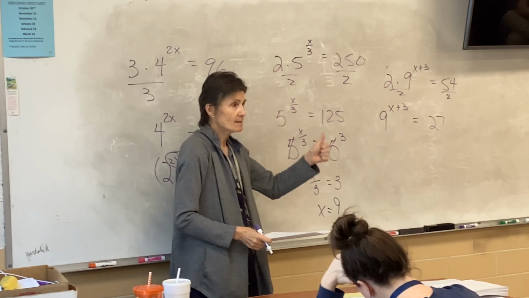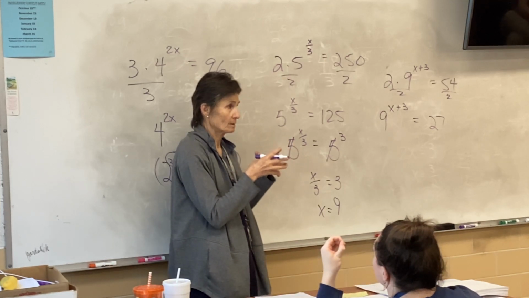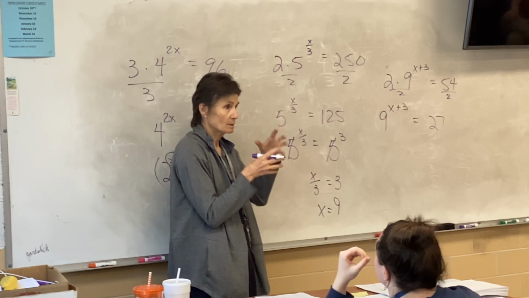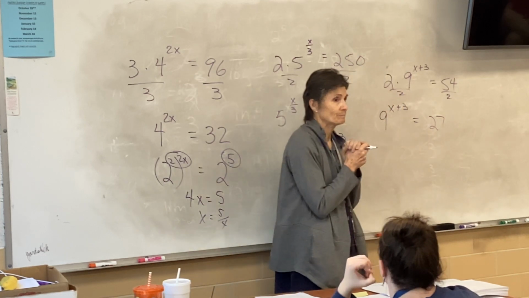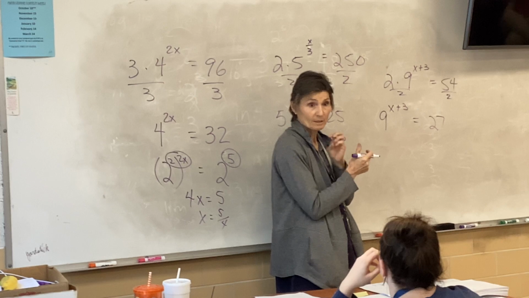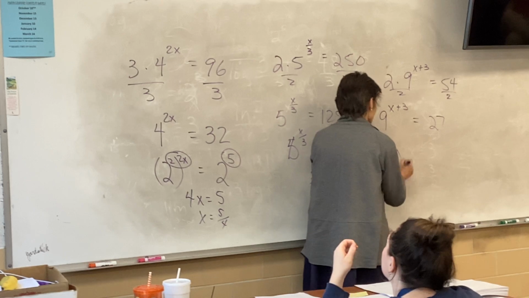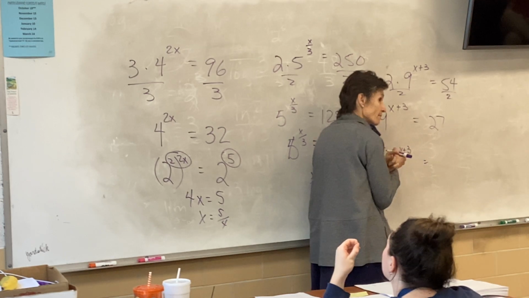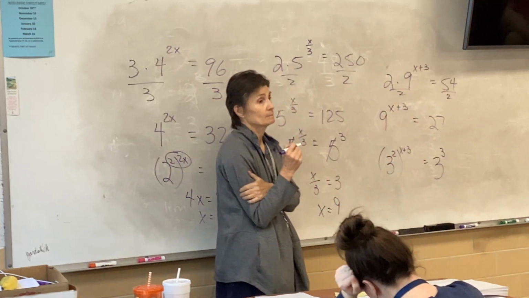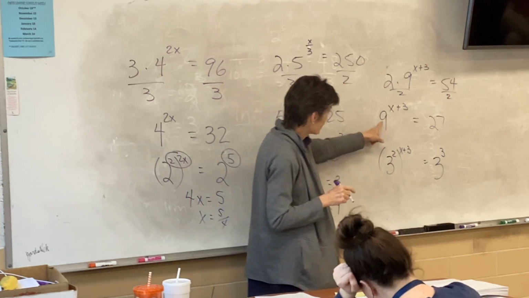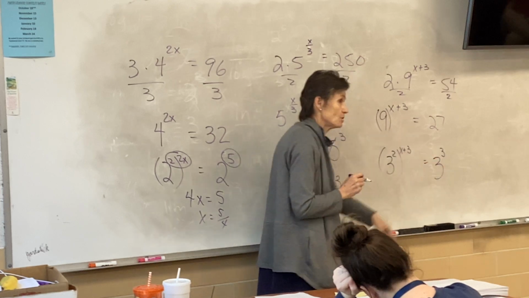Now 9 and 27 have to be turned into the same number to a power. So what do we know about 9 and 27? They're both powers of 3. Because what's 9? 3 squared. What's 27? 3 cubed. 9 is 3 squared, so I made that a 3 squared. This right here. 27 is 3 cubed.